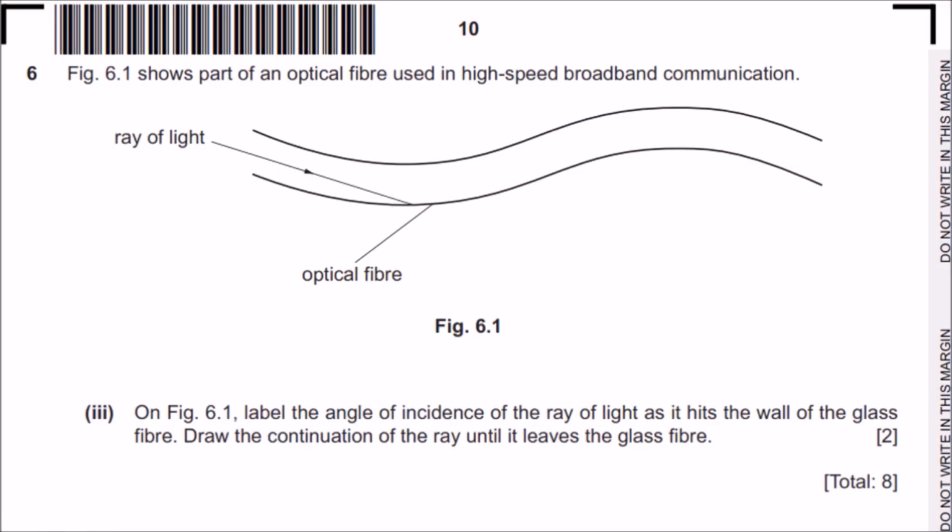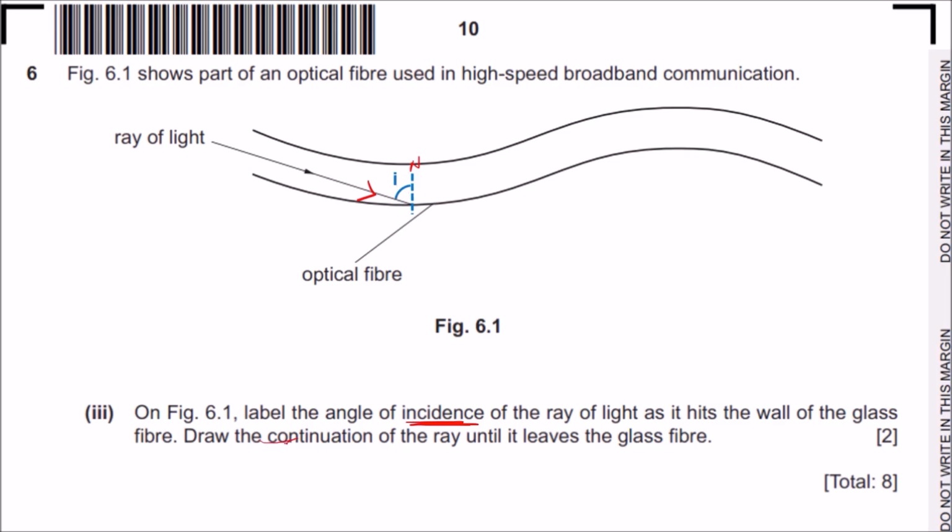For us to draw the angle of incidence, we need the normal, because the angle of incidence is the angle between the normal and the incident ray at the point of incidence. So we bring in the normal at the point of incidence, and the angle between the normal and the incident ray is the angle of incidence. So this is the angle we are talking about. The angle between the incident ray and the normal at the point of incidence is the angle of incidence.